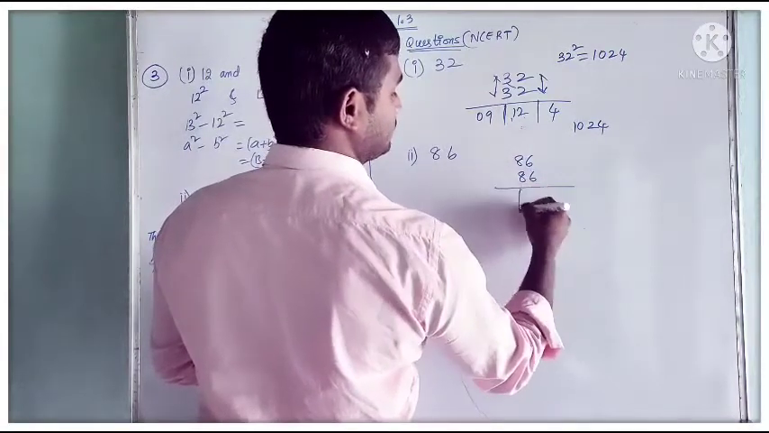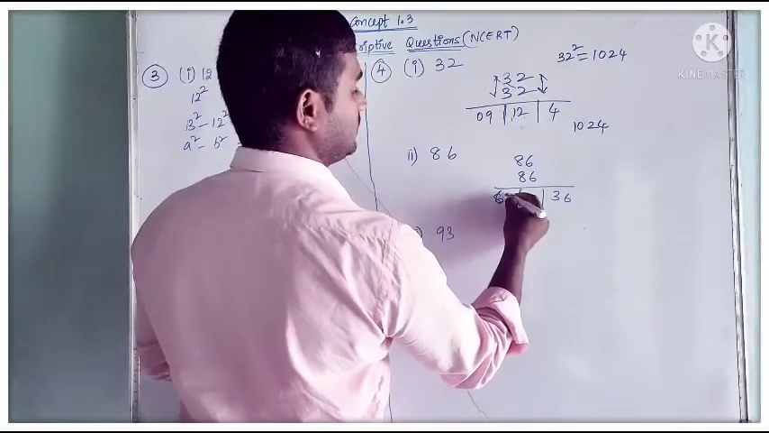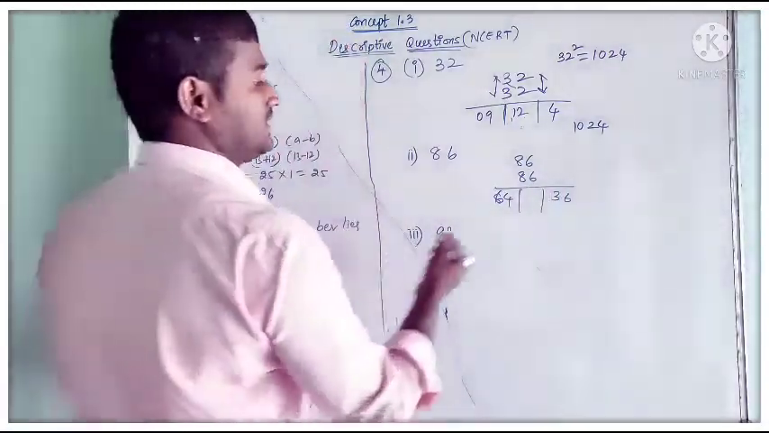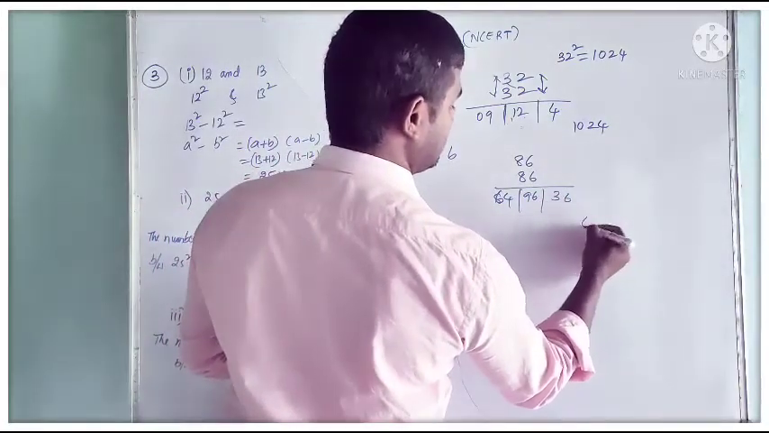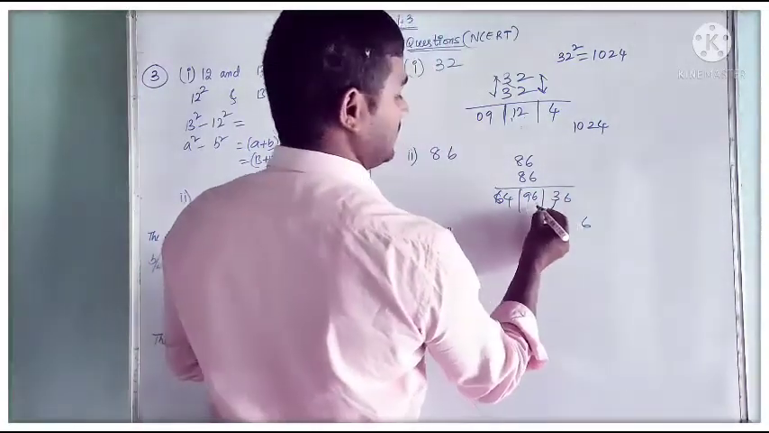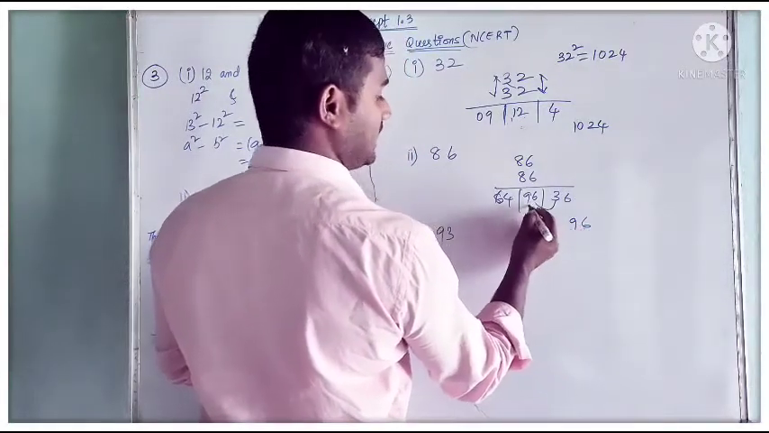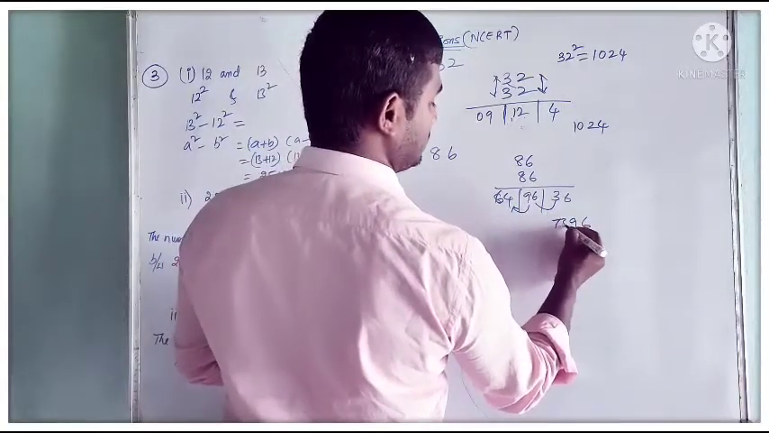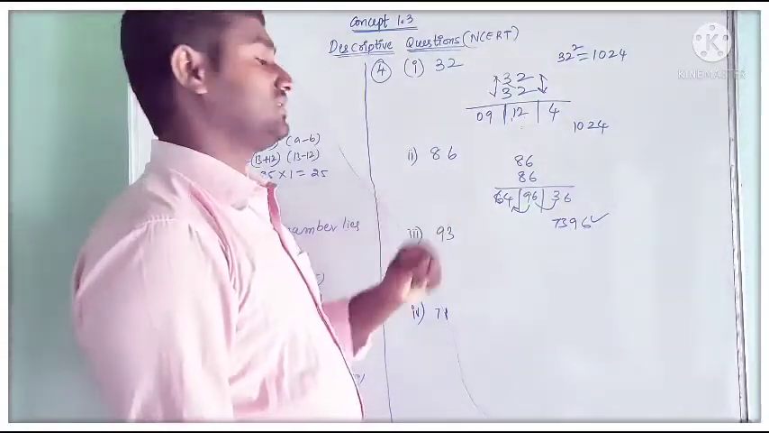So 86 into 86. 6 into 6 is 36. 8 into 8 is 64. 6 into 8 is 48, 6 into 8 is 48, 48 plus 48, 96. Okay, 6 you can write here as the units digit, and the 3 is carried over. 96 plus 3, 99. 9 is here again, and 9 is carried over to here. 64 plus 9, 73. So 7396 is the square of 86.